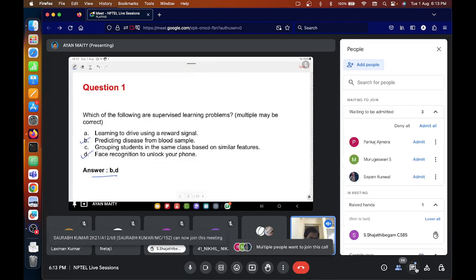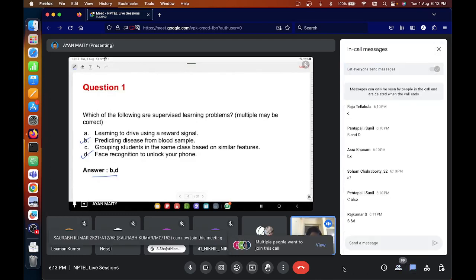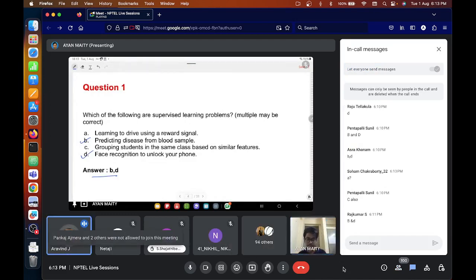So is there any confusion in this question? Any doubt? Hello, sir. Yes? For face recognition in phone, are we really using a machine learning model? I mean, it can be done using machine learning models.